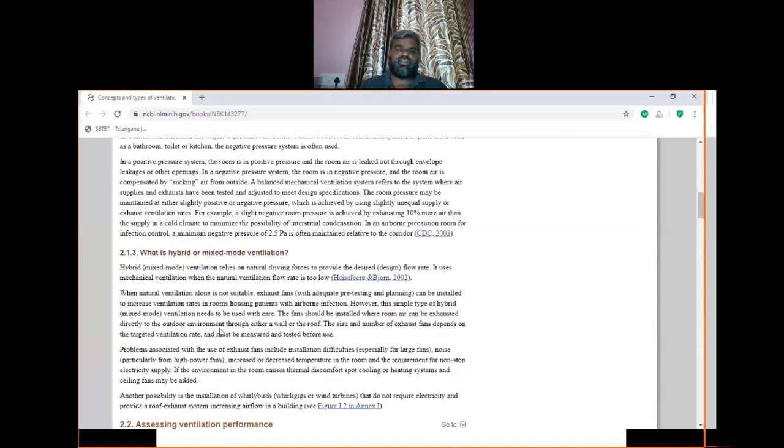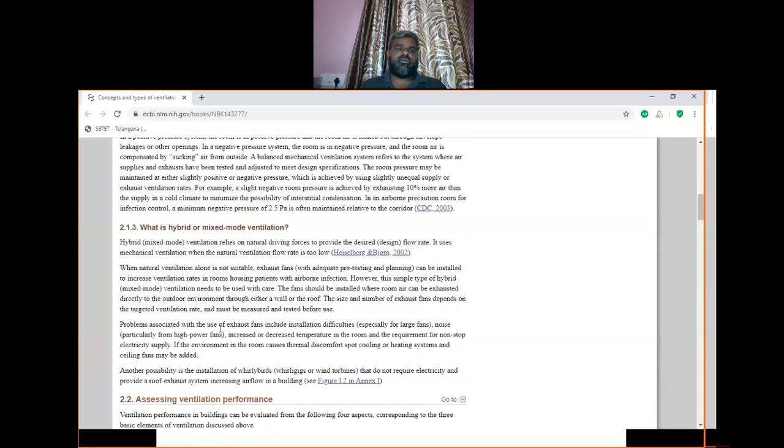to increase the ventilation rate in rooms housing patients with airborne infection. Right. However, this simple type of exhaust ventilation needs to be used with care. Right. These are the different types of ventilation in the building.